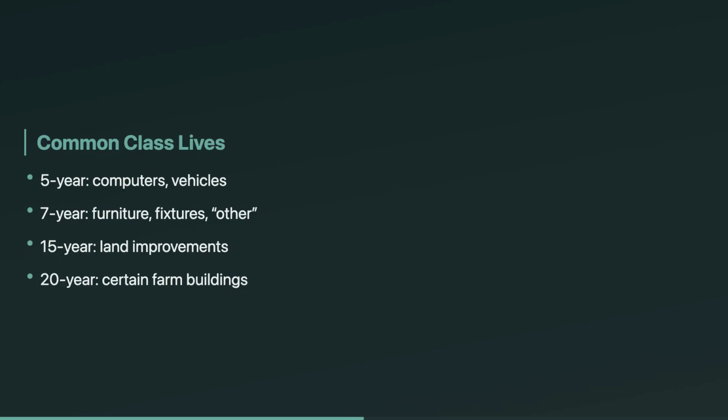10-year hits things like vessels and certain agricultural structures. 15-year is land improvements like fences and roads. 20-year can include certain farm buildings. On the EA exam, 5-year computers and 7-year furniture show up constantly.